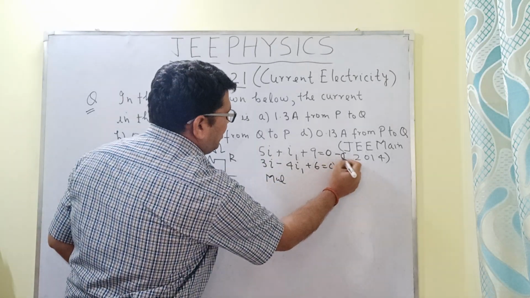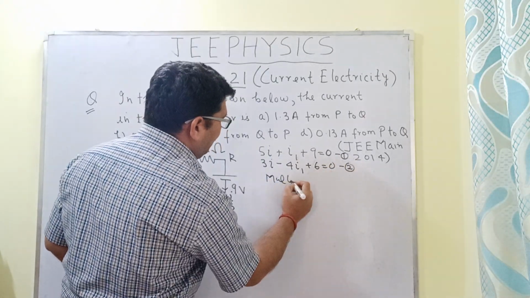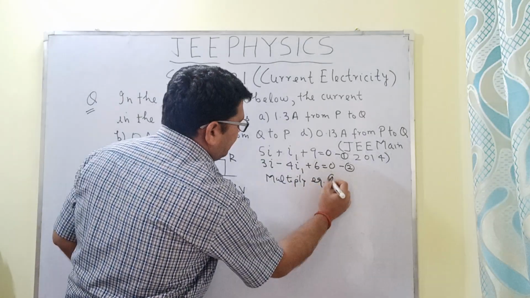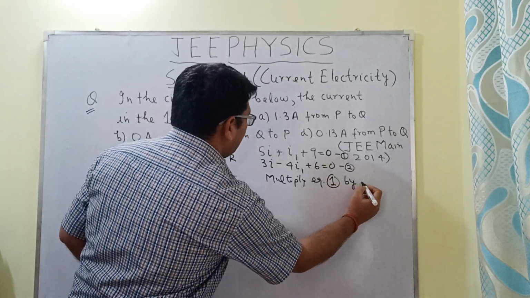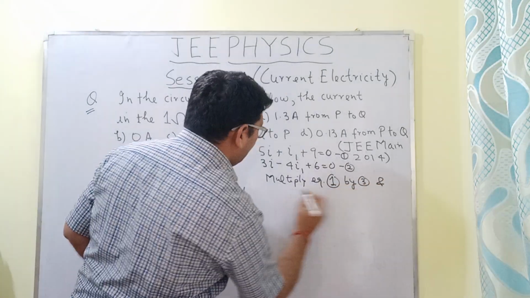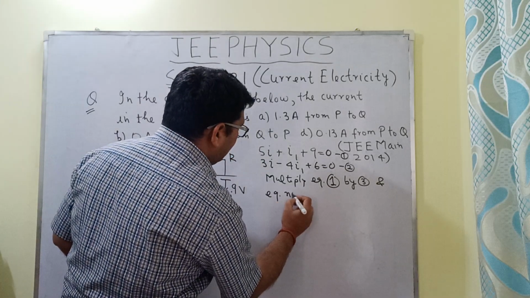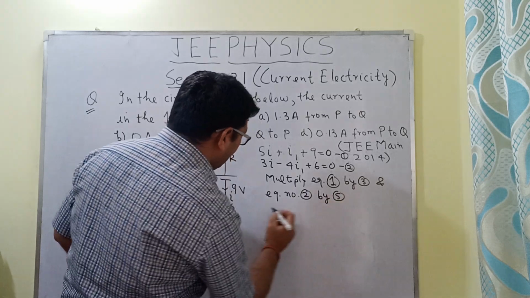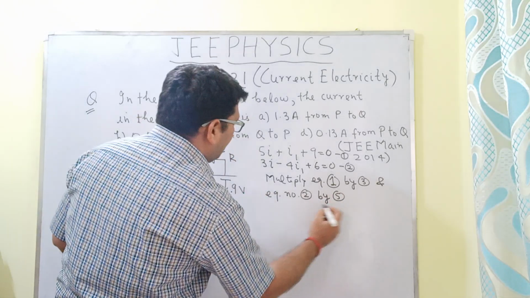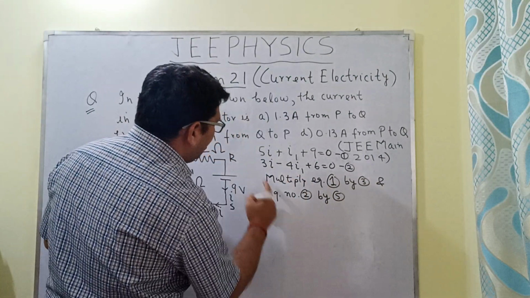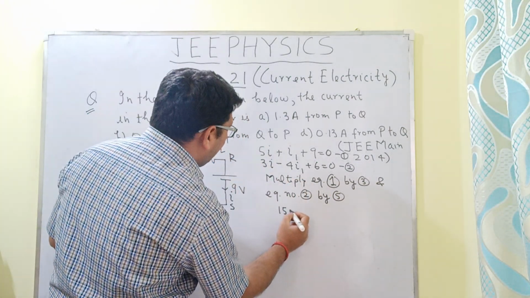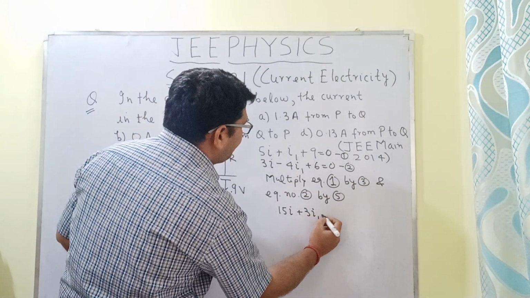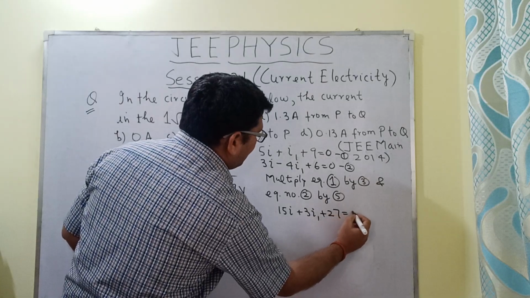So if I multiply, let us say this is equation number 1 and this is equation number 2. So multiply equation 1 by 3 and equation number 2 by 5. So what we will get is, if I multiply this, that is equal to 15i plus 3i1 plus 27 is equal to 0.